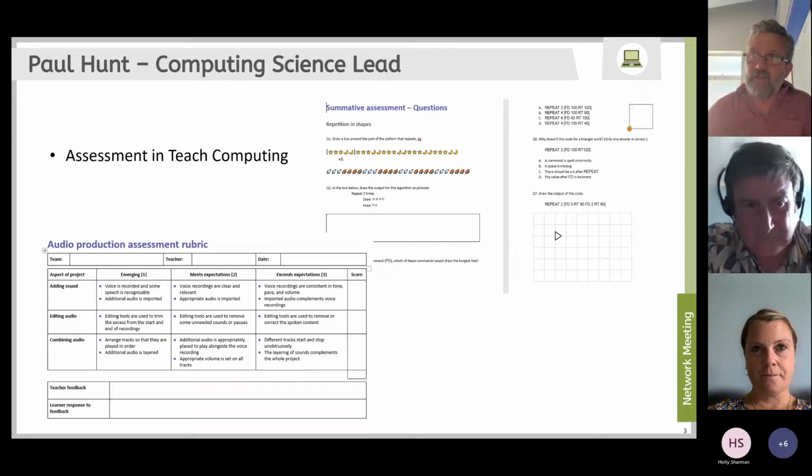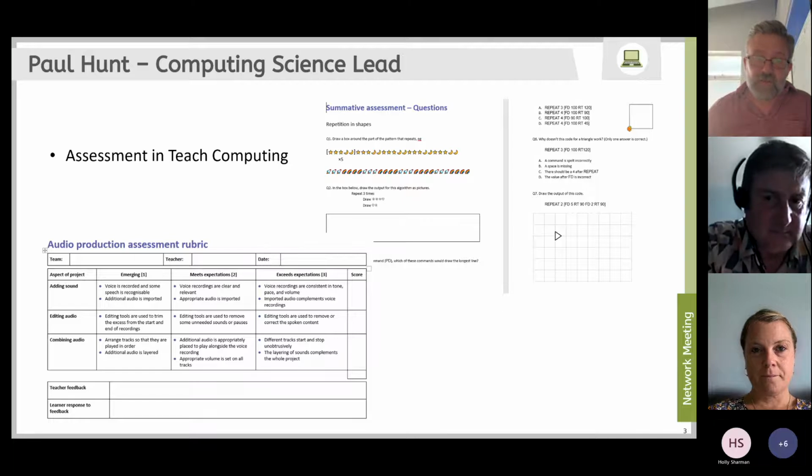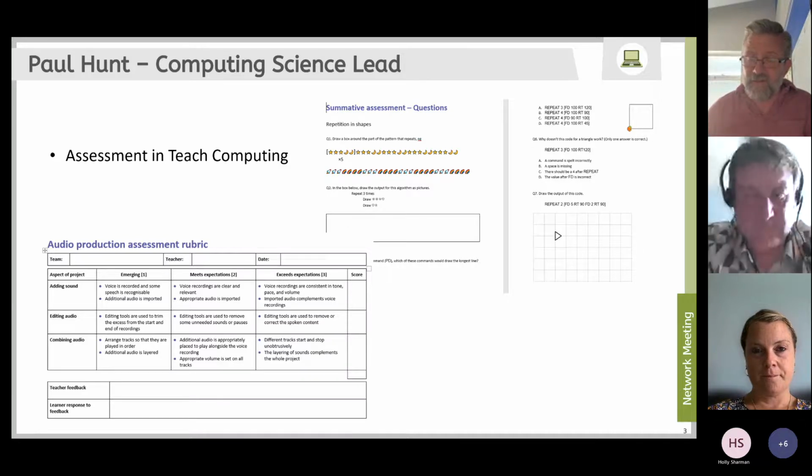For what it's worth, since we've adopted Teach Computing, every year group has managed to complete a unit since last term and this term. So if we can continue in that vein, that would be excellent.